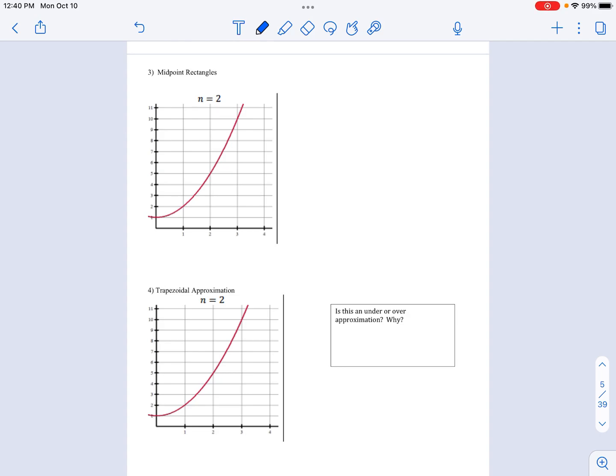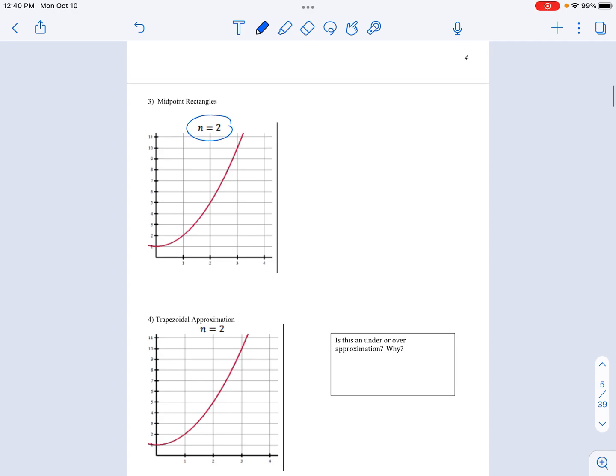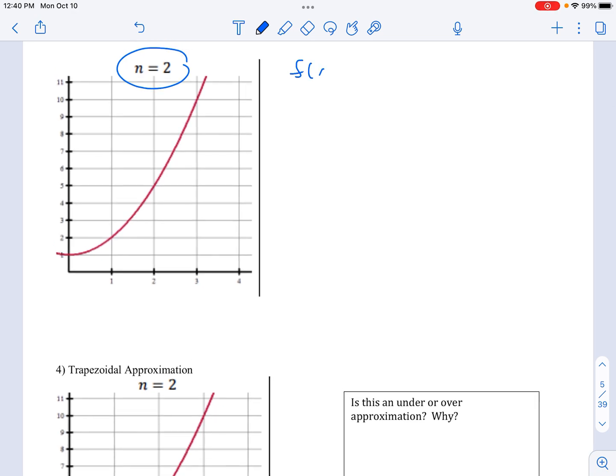Okay, we're going to do two more types of approximations. One is going to be another rectangle, but we're going to use what's called a midpoint rectangle. And we're still going to use two rectangles here. So the function again is still this x squared plus 1. So the width of the rectangle is still 1, but this time I want to hit the curve in the middle. And that's where I'm going to get my y value for the rectangle.